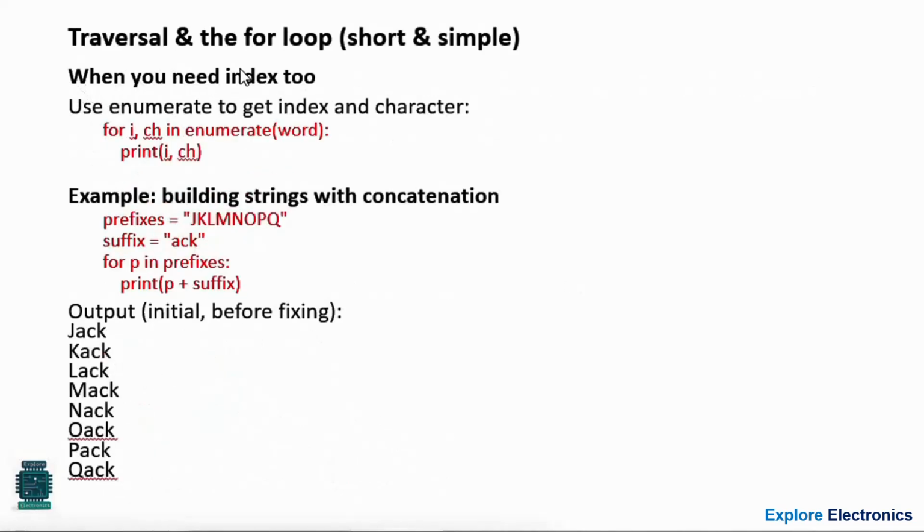In this example, when you want to access the index also, you have to use the enumerate function. I have told you earlier, use enumerate to get the index and character. That is, for i, ch in enumerate of word, print i and ch. It will print the character along with the index. Got it? Let us see an example here. Building a string with concatenation. String concatenation I have explained in module 1 previous videos by using the addition operation. You can see here p plus suffix.